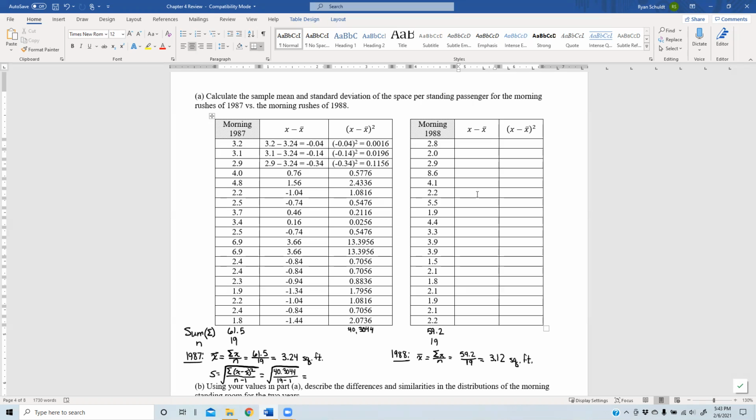Let's take the square root of that. That's going to get us to 4 decimal places, 1.4964 square feet. Remember, standard deviation is in the same units as your mean and as your data. So there's our standard deviation.